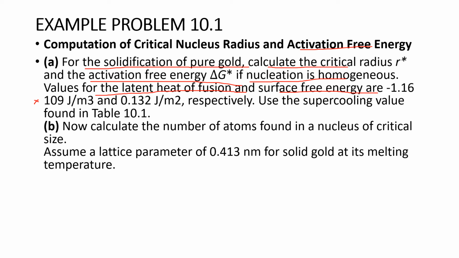Now calculate the number of atoms found in a nucleus of critical size. Assume a lattice parameter of 0.413 nanometer for solid gold and its melting temperature.